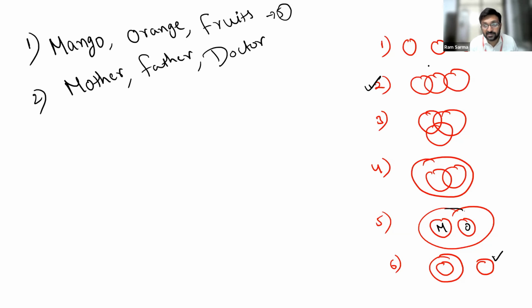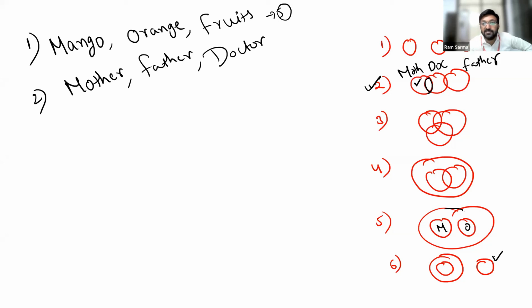Let me justify this. I want you all to understand this. The middle circle is doctor. Let this one be mother and let this circle be father. Listen to me carefully, guys. This is the area which represents people who are mothers, but not doctors. And this is the area which is people who are mothers as well as doctors.